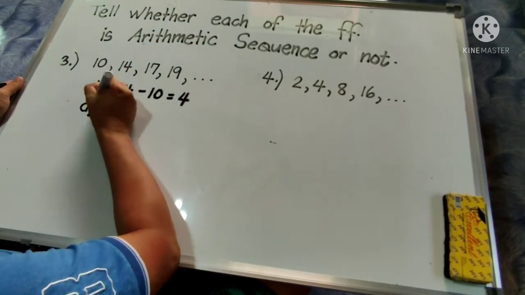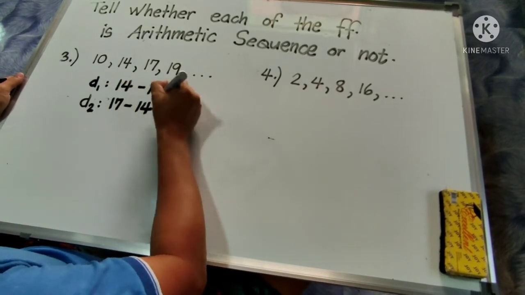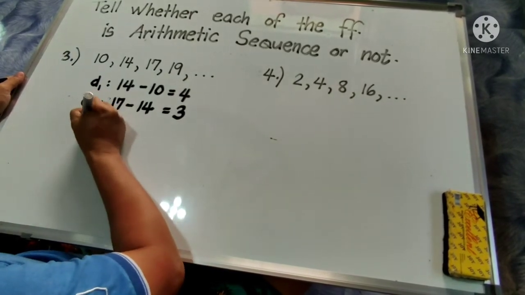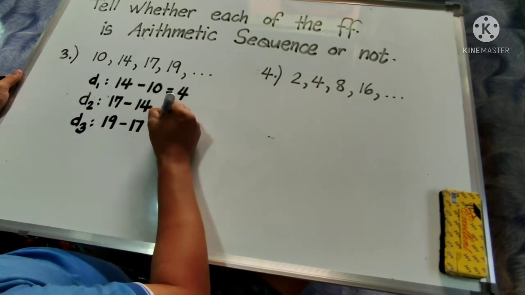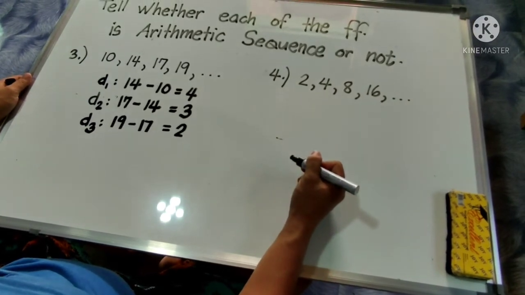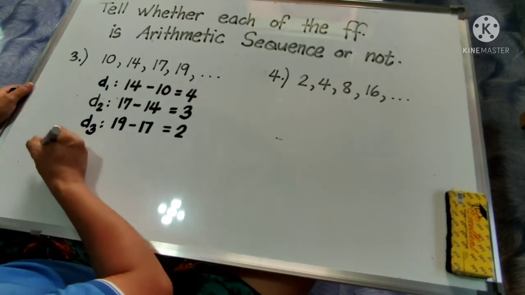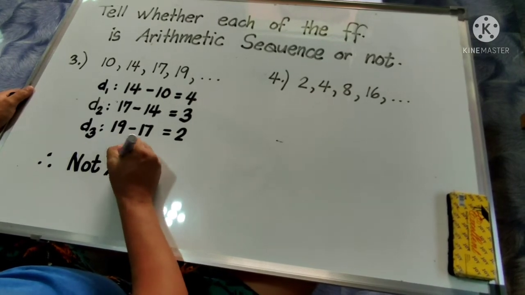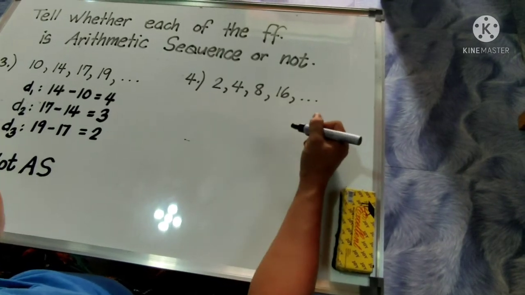Proceed to d sub 2. 17 minus 14 is equal to 3. Proceed to your d sub 3. You will have 19 minus 17 is equal to 2. Do we have a common difference? The answer is no. We don't have a common difference because the differences are 4, 3, and 2. Therefore, number 3 is not an arithmetic sequence. So let's proceed now to number 4.